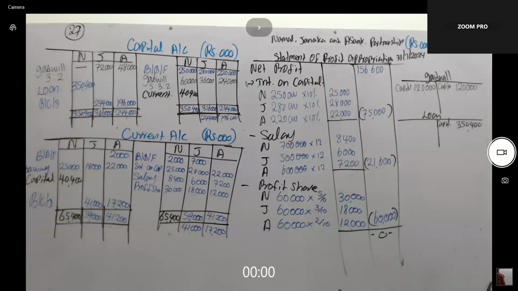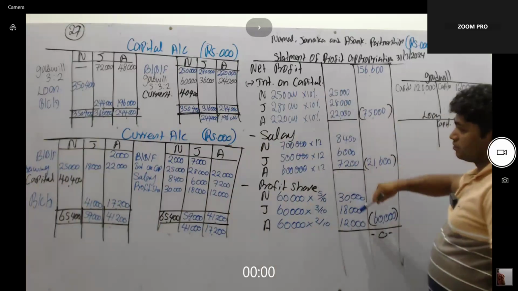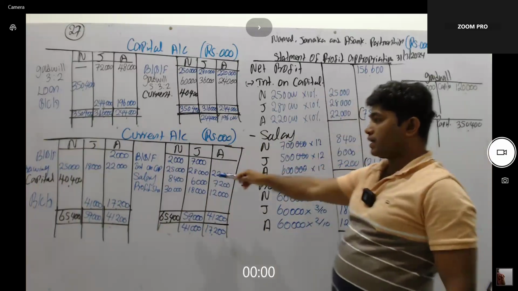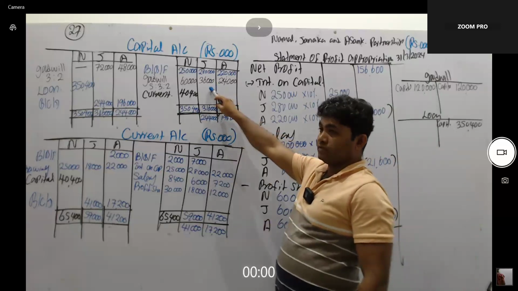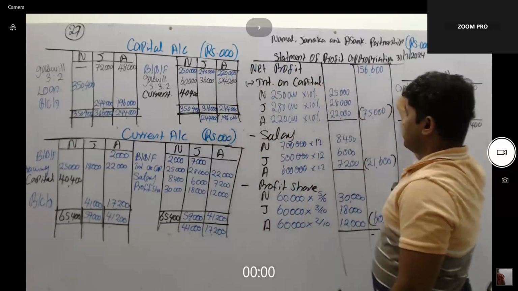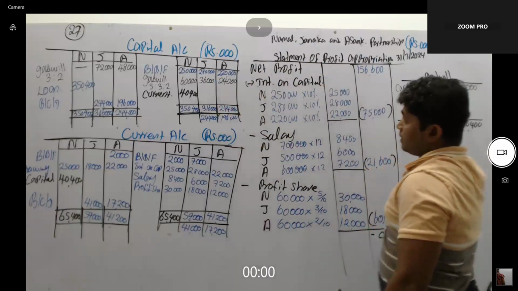If a partner retires after ten years, first the profit should be distributed among the partners from the beginning. Appropriation account debit, partners current account credit. Then goodwill should be adjusted. First one: goodwill account debit, partners capital account credit. And second one: goodwill account credit, partners capital account debit.